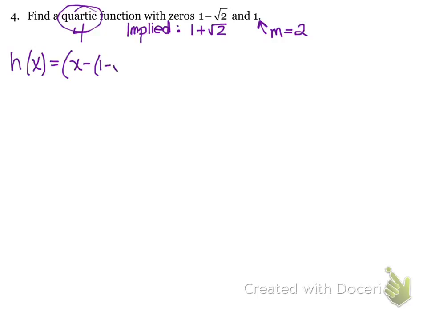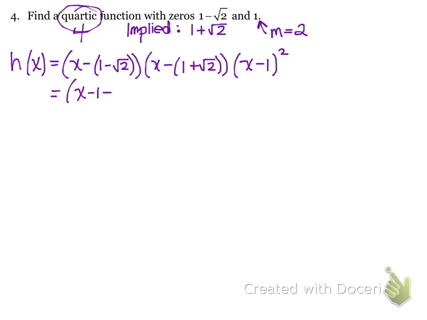x minus 1 minus root 2, x minus 1 plus root 2, and then we have x minus 1 quantity squared. So that will give me x minus 1 plus root 2, x minus 1 minus root 2. And then over here, I'm going to have x squared minus 2x plus 1. So I'm going to FOIL the left two factors first.